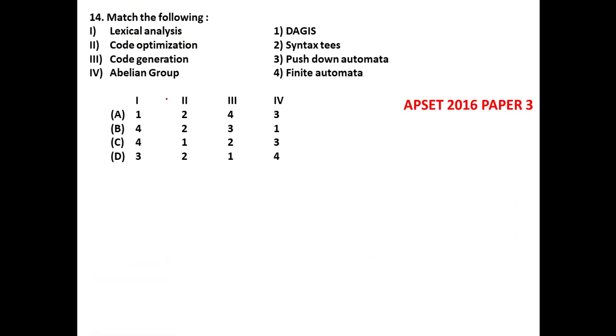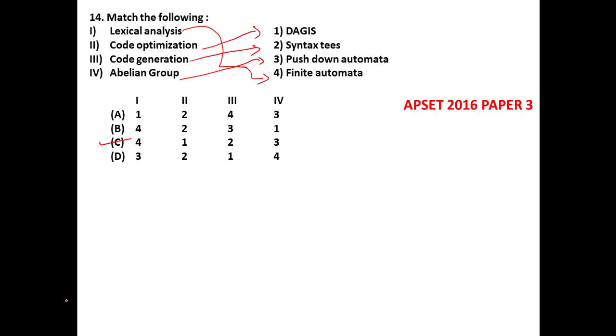And see the next question, question number 14. Match the following. If you see the left hand side and right hand side, on the left hand side you have lexical analyzers. Lexical analyzers can be accepted by the finite automata, and code optimization can be done by using DAGs. For code generation, the output is a syntax tree, and abelian groups are supported by pushdown automata. So the answer for this question is option C.